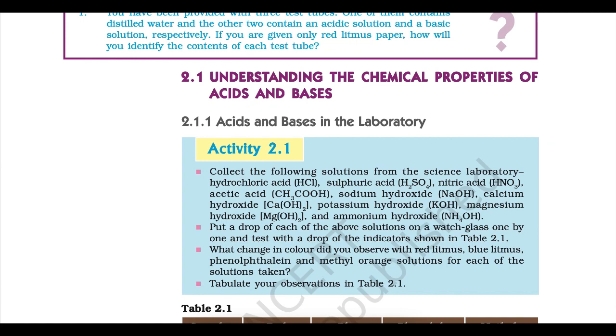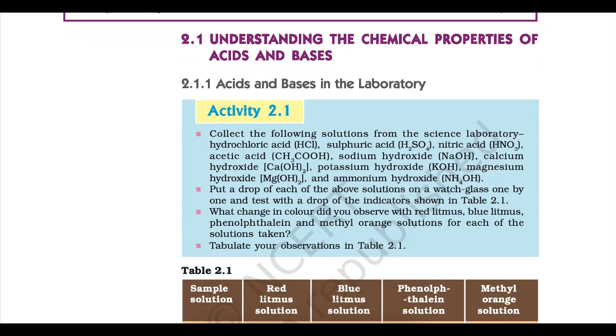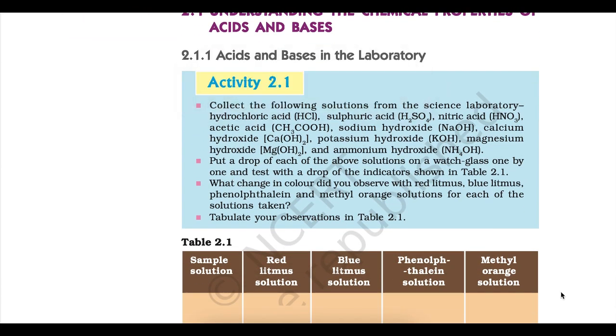Understanding the chemical properties of acids and bases. Acids and bases in laboratory. Activity 2.1. Collect the following solutions from the science laboratory: hydrochloric acid, sulfuric acid, nitric acid, acetic acid, sodium hydroxide, calcium hydroxide, potassium hydroxide, magnesium hydroxide, and ammonium hydroxide.